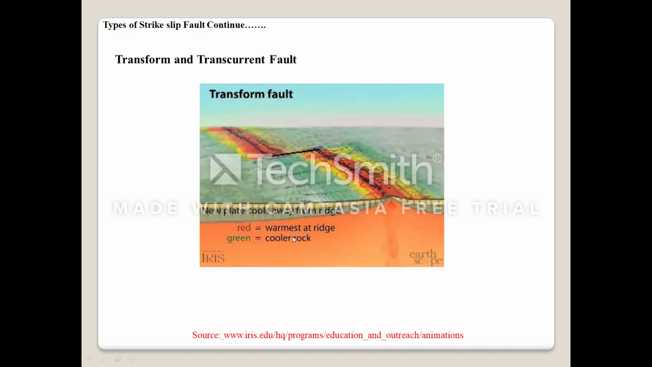Here we have some examples worldwide. The San Andreas fault is a right lateral transform fault system. Then we have the North Anatolian fault in Turkey. This one is also very famous.